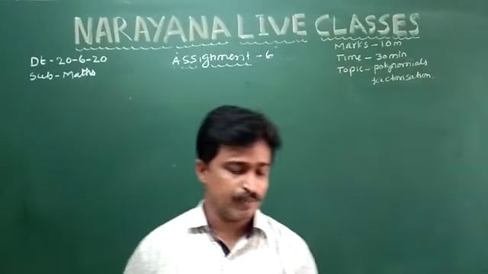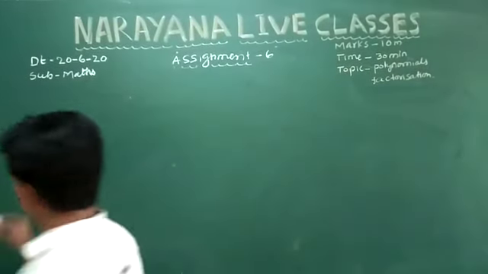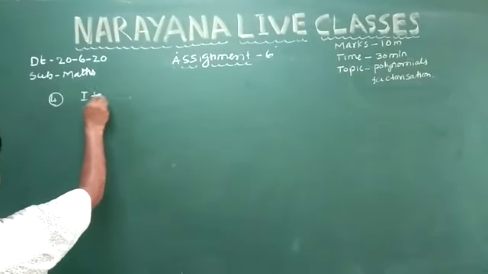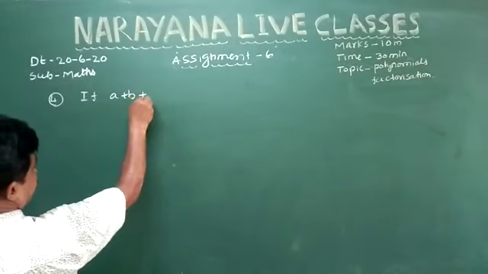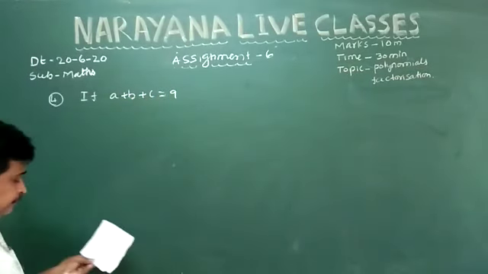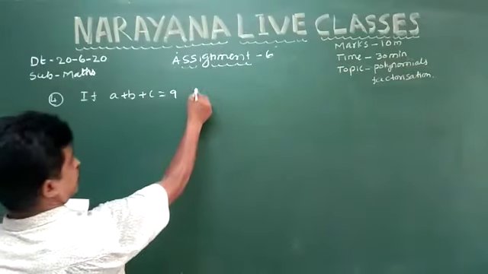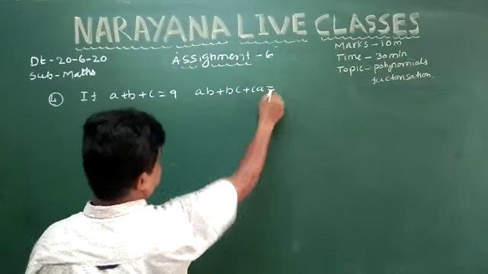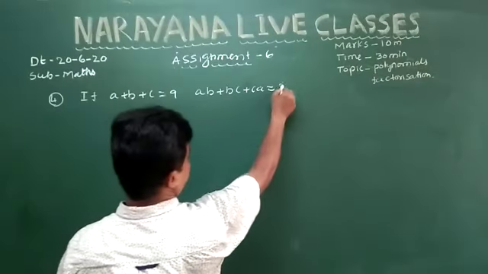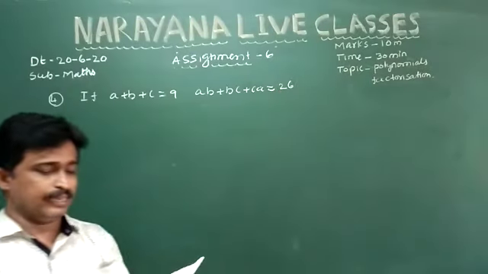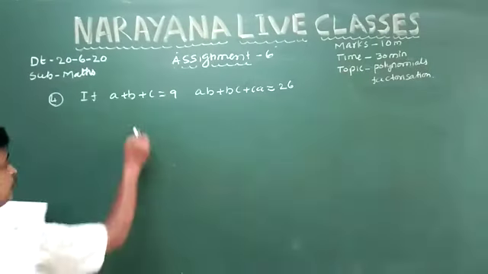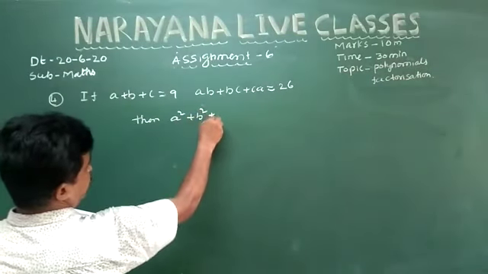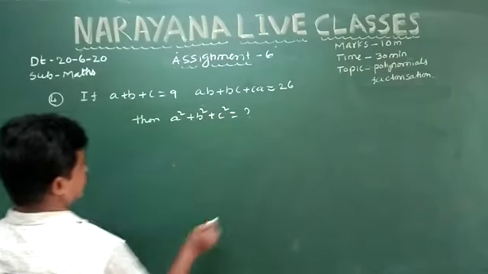Coming to question number 4: if a plus b plus c is equal to 9 and ab plus bc plus ca is equal to 26, he is asking the value of a square plus b square plus c square. Then a square plus b square plus c square is equal to how much?